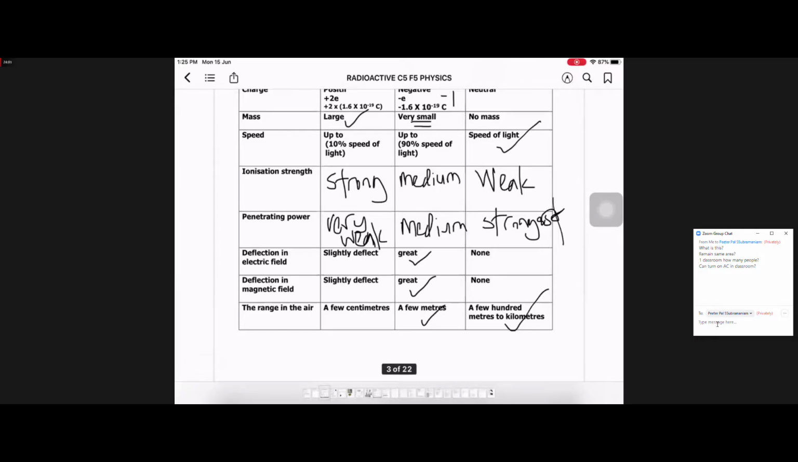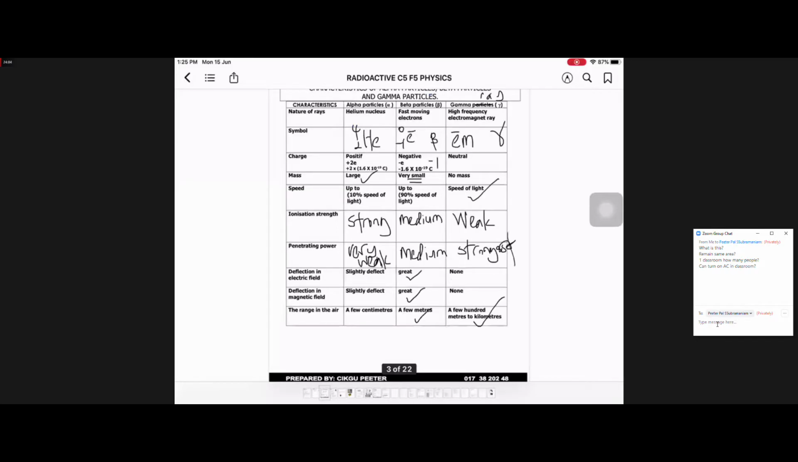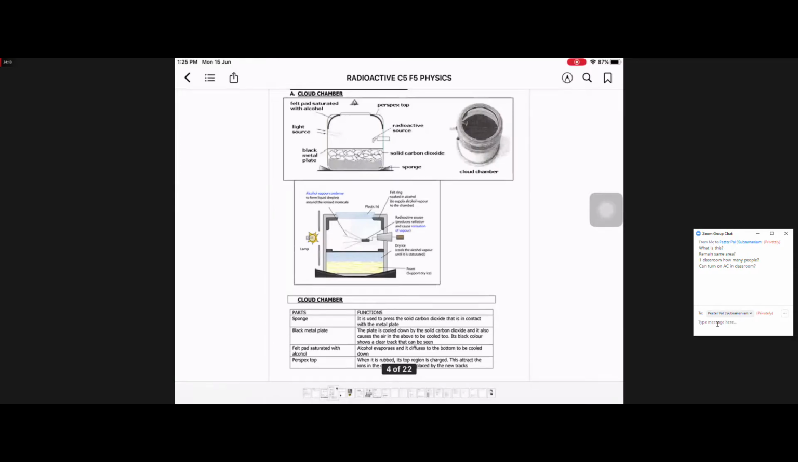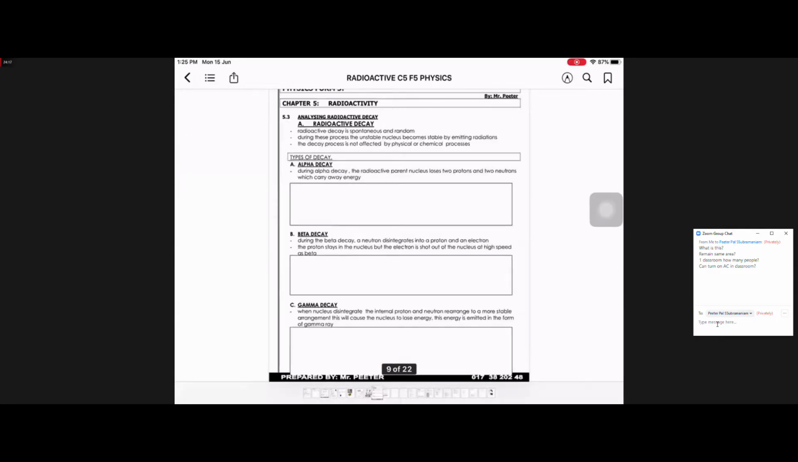Okay, now, today we're supposed to look at the detectors to detect radiation. But before I go to that part, let me talk about the decay part, because since you saw the 2 videos, you'll get the picture clearer now.